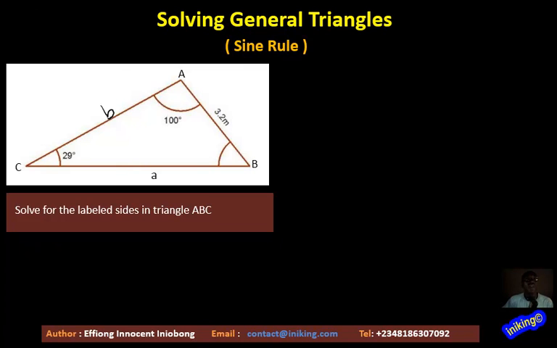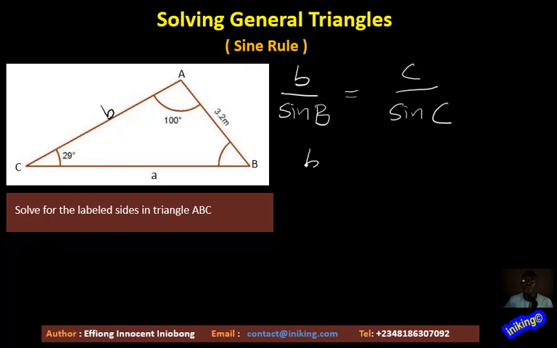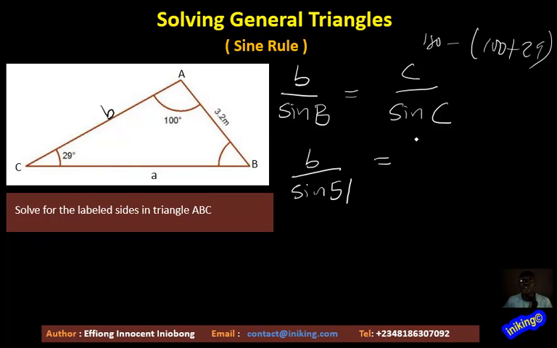We can hurry up this time around to find our B. Just quickly establish that b divided by sine of B, and I'll still make use of my c divided by sine of C. My b is not known. Angle B, we solved the other time as 51. Remember, we obtained it as 180 minus 100 plus 29, since the sum of angles in a triangle is 180. And then this is 3.2 divided by sine of 29.